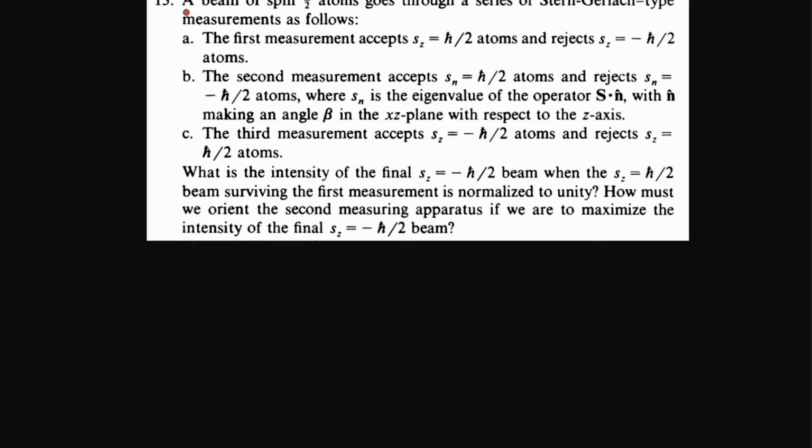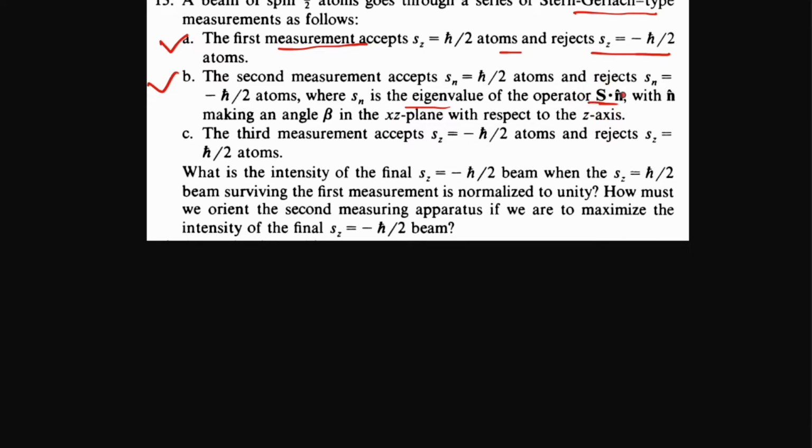Here it is asked: a beam of spin half atoms goes through a series of Stern-Gerlach experiments. A. The first measurement accepts Sz equal to h cut by 2 atoms and rejects Sz equal to minus h cut by 2. And B. The second measurement accepts Sn equal to h cut by 2 atoms and rejects Sn equal to minus h cut by 2 atoms, where Sn is the eigenvalue of the operator S dot n cap.